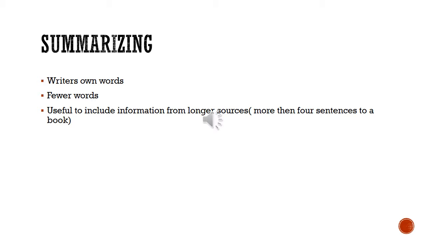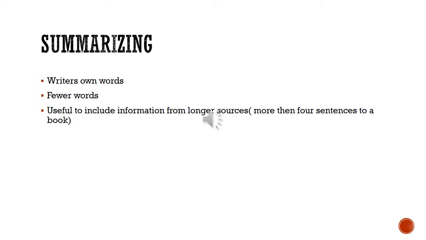And now this is a particularly useful way of including information from longer sources, that is like more than 4 sentences, or sources of a book length. So in summarizing, you basically crunch down or write in brief, write in concise words from the original text. So that's summarizing.